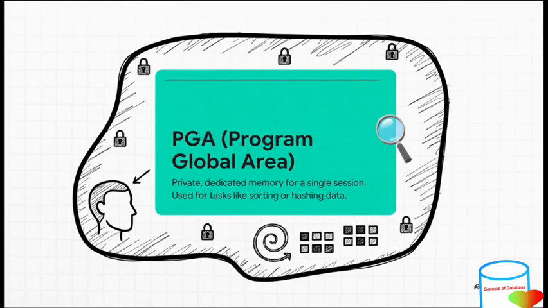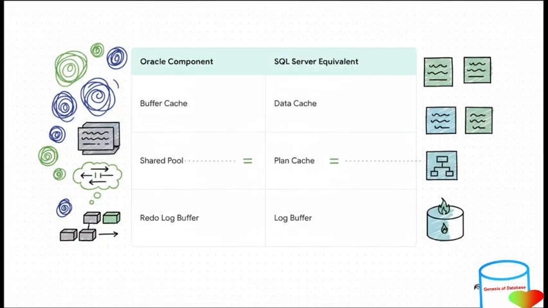And then you have the PGA, the Program Global Area, which is the complete opposite. Think of this as your own private office. When you connect to Oracle, you literally get your very own slice of memory to do your work, like, say, sorting a massive data set, and absolutely no one else can touch it. It's all yours.